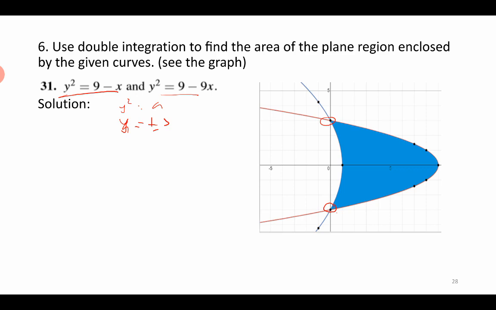But x intercept, take y is 0. Y is 0, first equation gives you x is equal to 9. So x is 9, which is larger, bigger one, isn't it? So this curve is y square is equal to 9 minus x. So obviously the second inner curve should be y square is 9 minus 9x. So the area bounded between these two curves will be the area we are looking for.